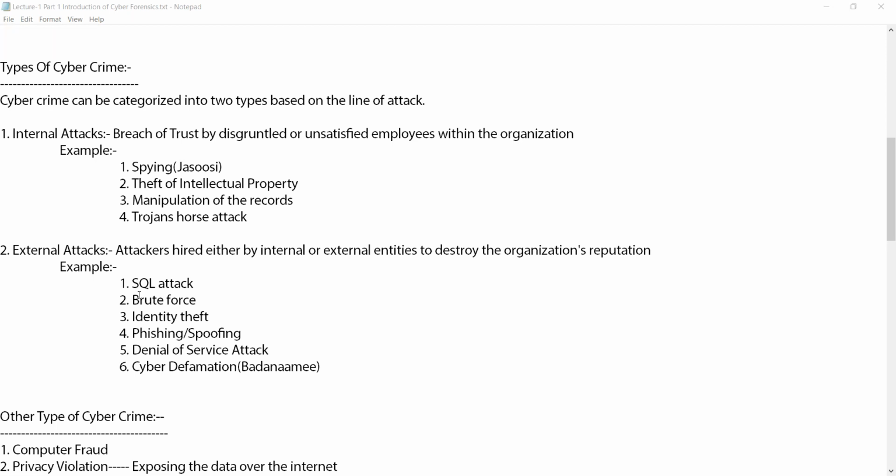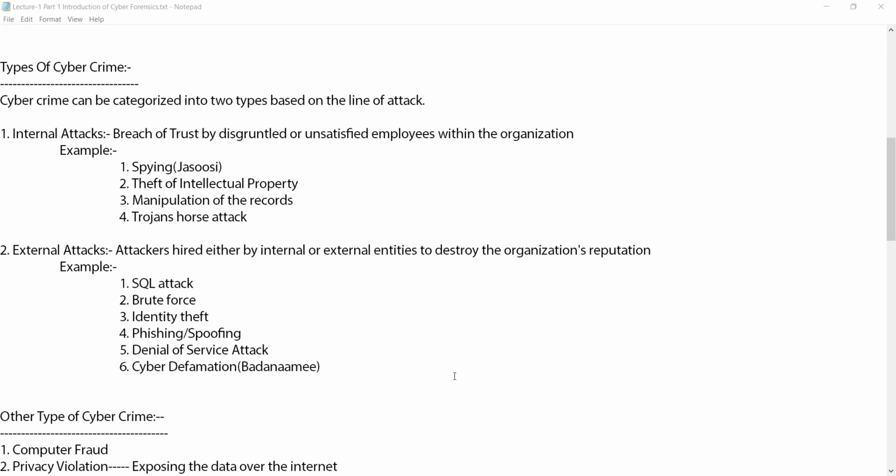The next type of attack is external attacks. In this type of attack, the cyber criminals or attackers are hired by an internal or external entity to destroy the organization's reputation. In that scenario, they want to destroy the reputation of that particular organization. So they are hired from external as well as internal entities. What is an internal entity?